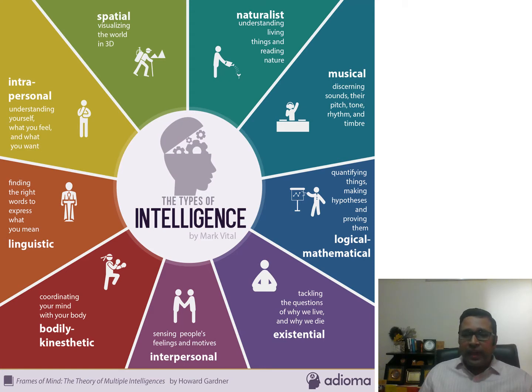So it can help one become a biologist, possibly an evolutionary biologist kind of scientist. So that is a naturalist for you. Musical is about discerning sounds, their pitch, tone, rhythm, and timbre. Everyone does not get this kind of quality. So that is another aspect of intelligence. Some people who have this kind of intelligence will turn out to be an entertainer or a musician.